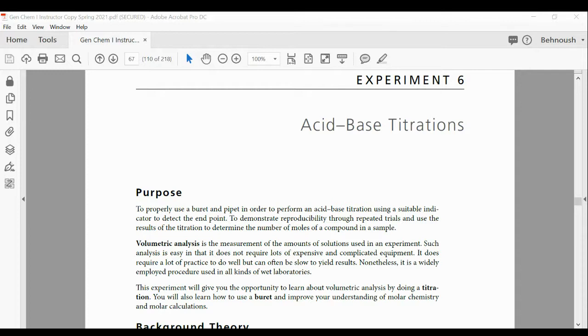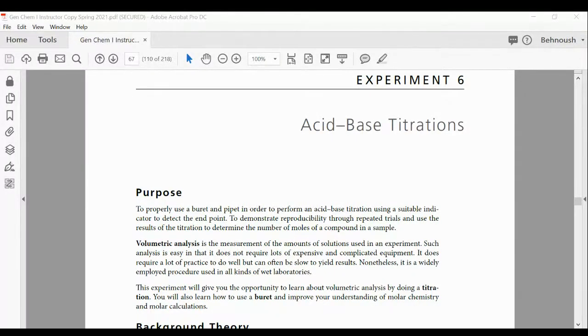So if you choose a good indicator, proper for your titration or the type of acid and base you're using, the endpoint of the reaction can overlap with the equivalence point. So it's happening at the same time. But how do you know to stop the titration? It's when you see the color change.